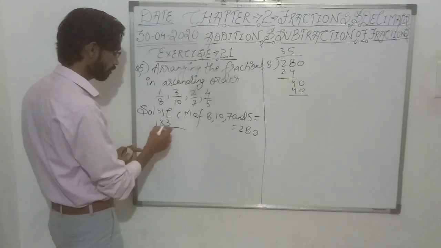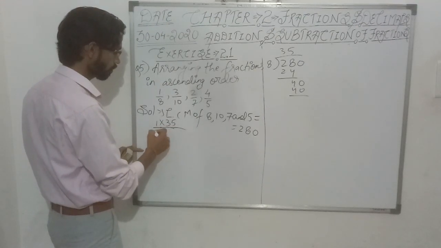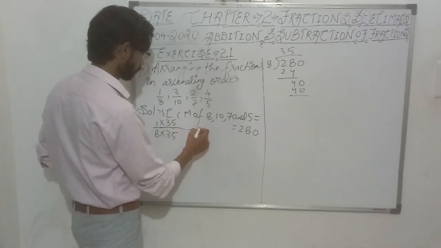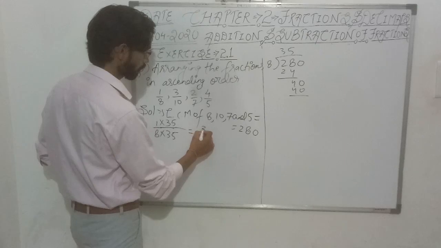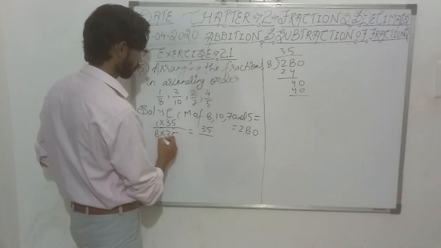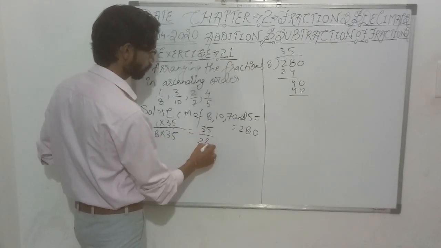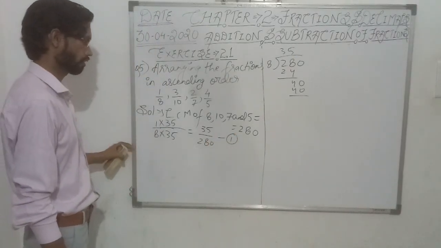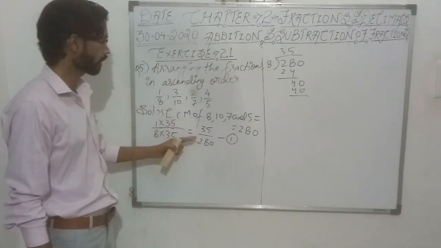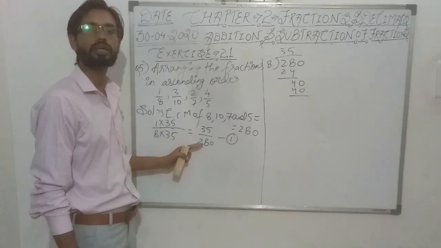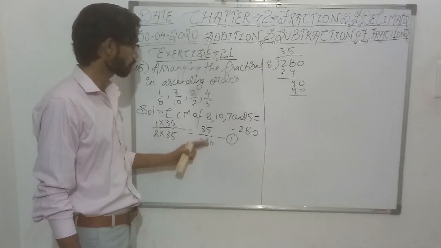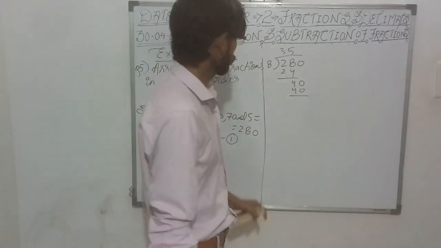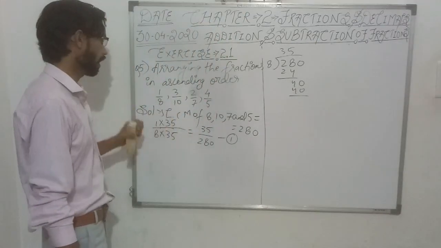So 1 into 35 upon 8 into 35. What we have got? That is equal to 35 ones are 35 upon 35 multiply 8 will be 280. This is our first fraction, which we are going to convert into equivalent, like fractions. Okay, now same thing we'll do for the 3 by 10.